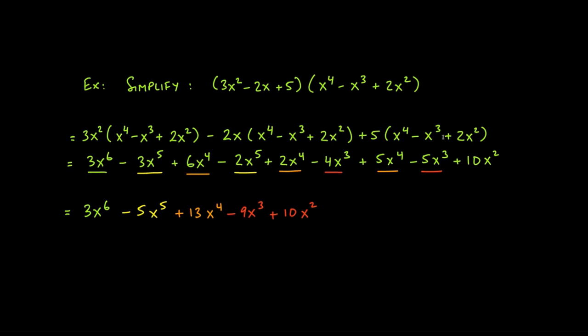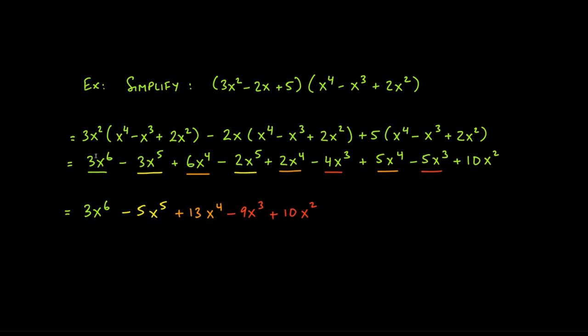Finally, the 5 should be relatively simpler because there's no variable here. So 5 times x to the fourth is just 5x to the fourth. 5 times negative x cubed is just negative 5x cubed. 5 times 2x squared is just 10x squared.